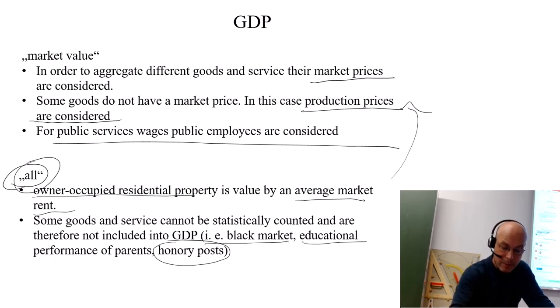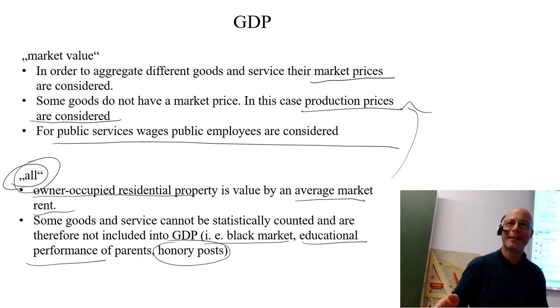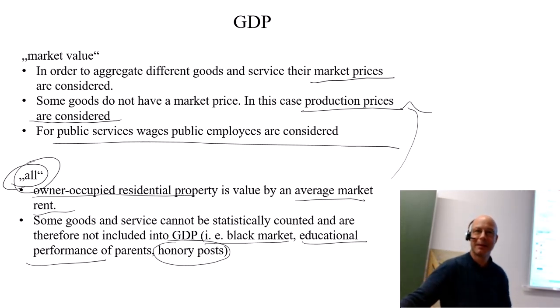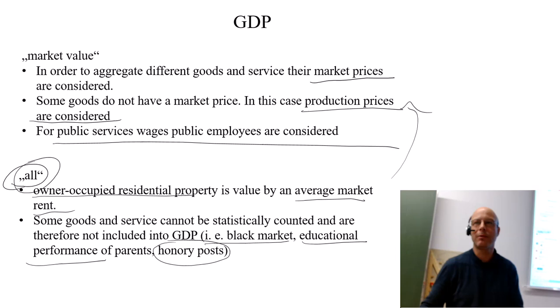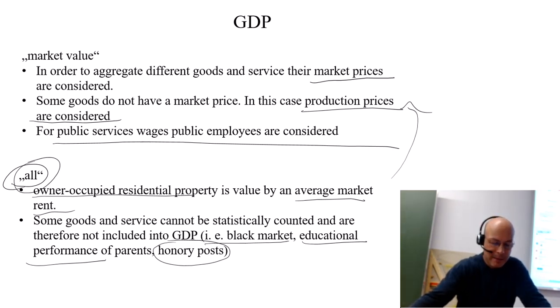And also very, very large is the educational performance of parents, or what you are doing if your parents are old, then you are caring for them. And all these things are not within GDP, and of course we can say that these things, if we want to measure the welfare within a country, should be in GDP. And of course this is one of the main criticisms of GDP, that all these things we cannot count within GDP. And this we really have to keep in mind.